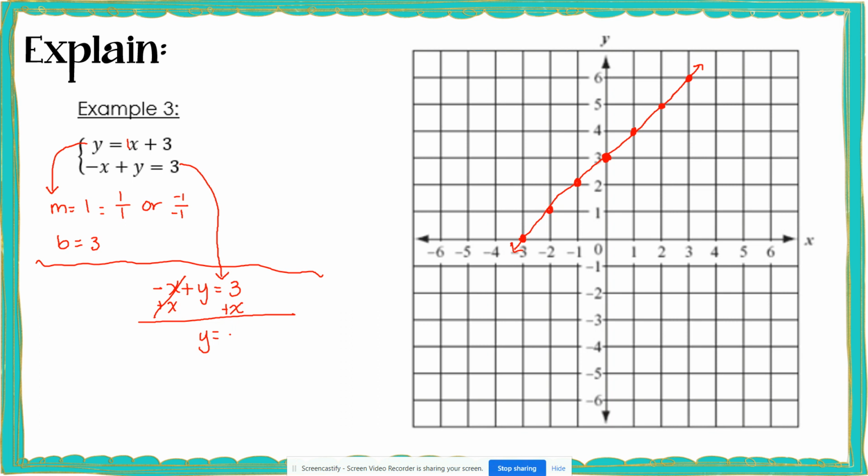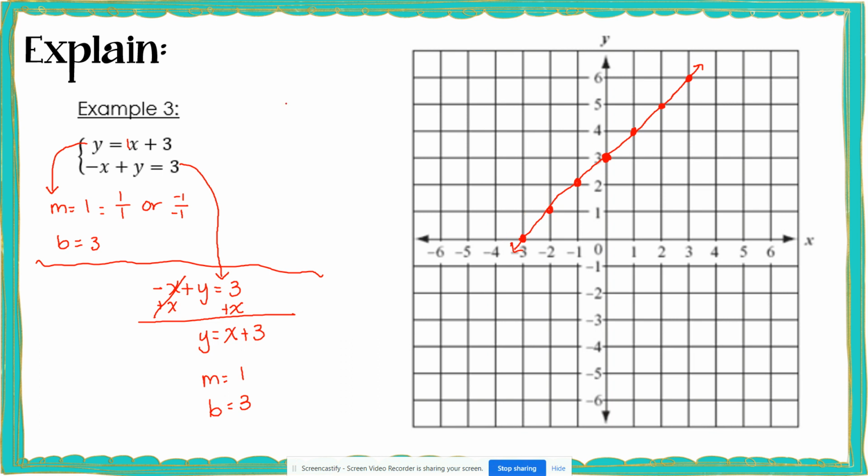Well, again, I like to write my x values first. So since that's plus x, I know that's a positive x. And since that's a positive 3, I can write plus 3. Well, if you notice, this is the exact same equation that we started with. So this has the same slope of 1 and the same y-intercept of positive 3, which means that when I graph it, I'm going to start at positive 3. I'm going to go up 1, right 1, up 1, right 1, up 1, right 1, and you'll notice that it's the exact same line.